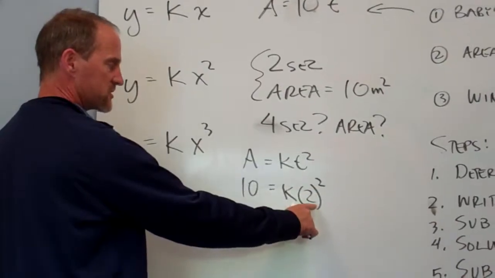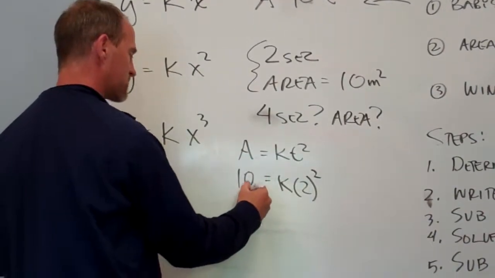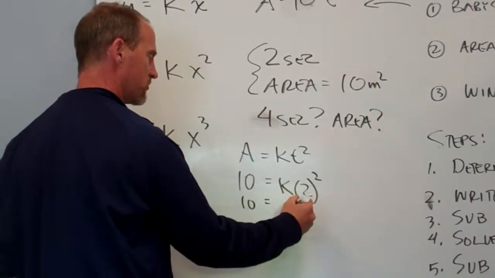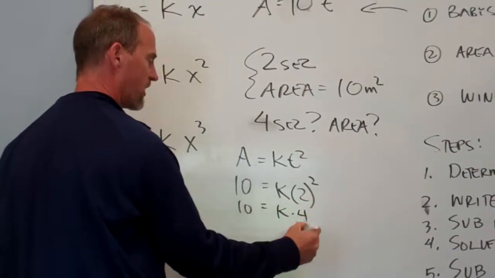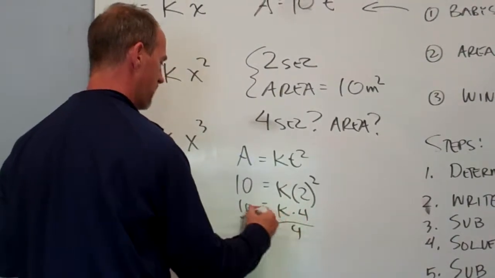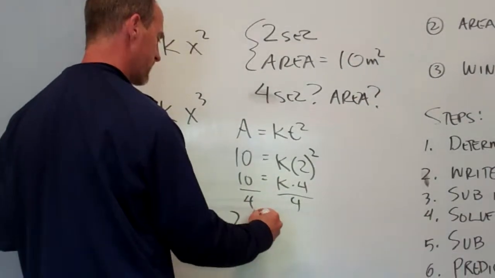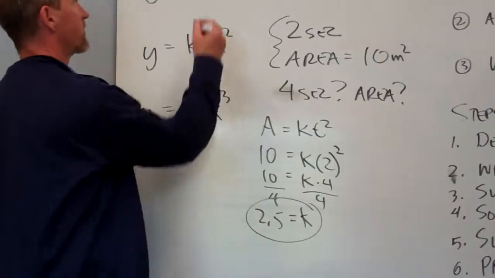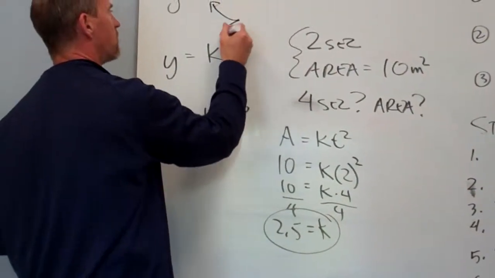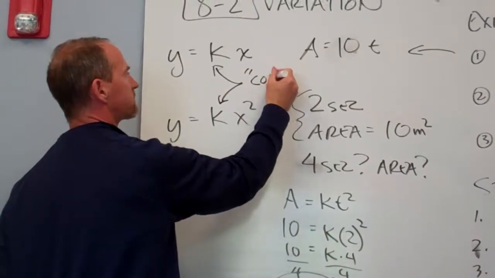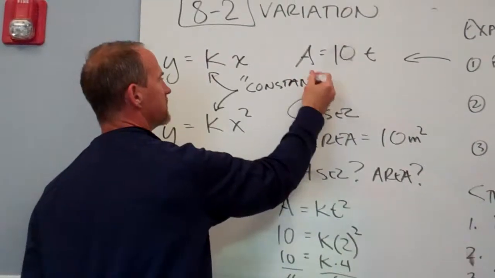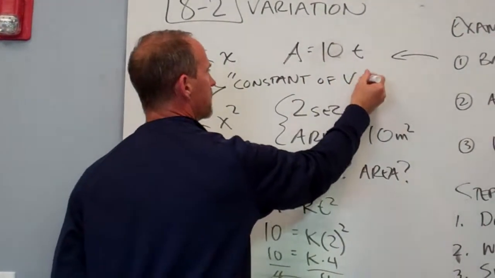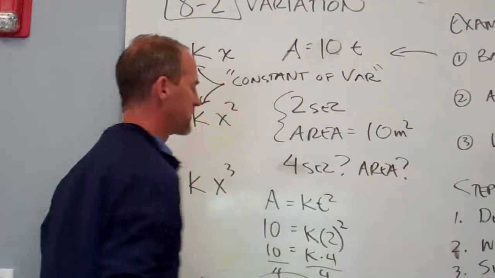Now we're going to solve this. Well, 2 squared is 4, so 10 is equal to k times 4. I divide both sides by 4, and I get 2.5 equals k. This is called my constant of variation, all right? These are always called the constant of variation. Okay, so you hear that term used a lot.